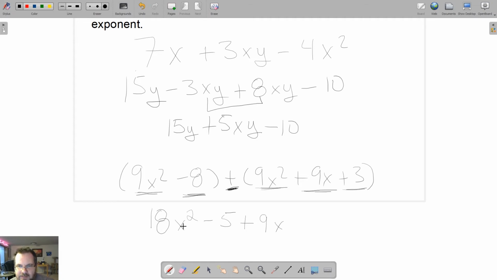Now, looking at this, I don't have any like terms. I have an x and an x here. This one's an x squared, and this one's a plain x. So they cannot combine. All right? Cool. Let's take a look at how this is going to show up on the actual Delta Math assignment.